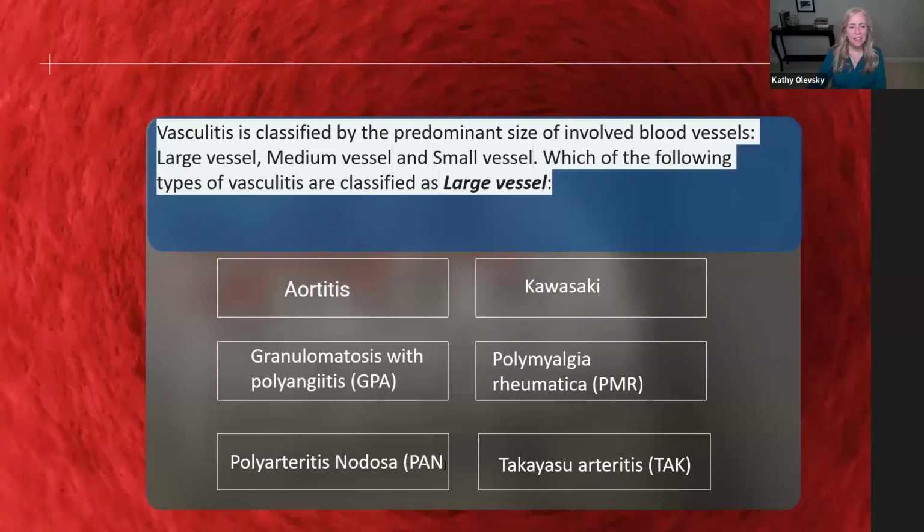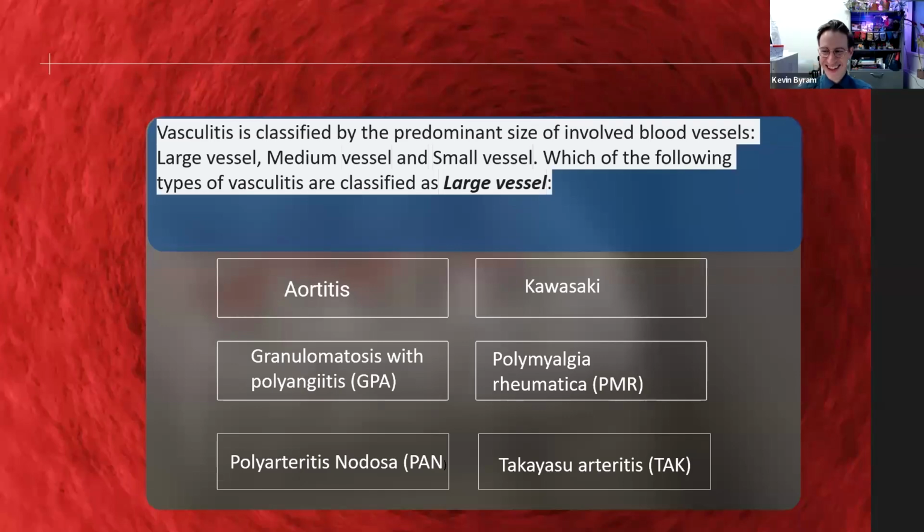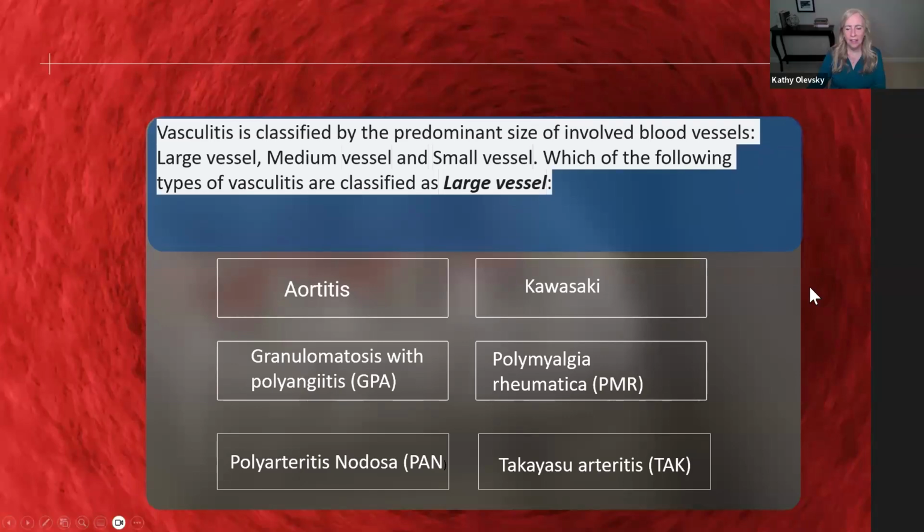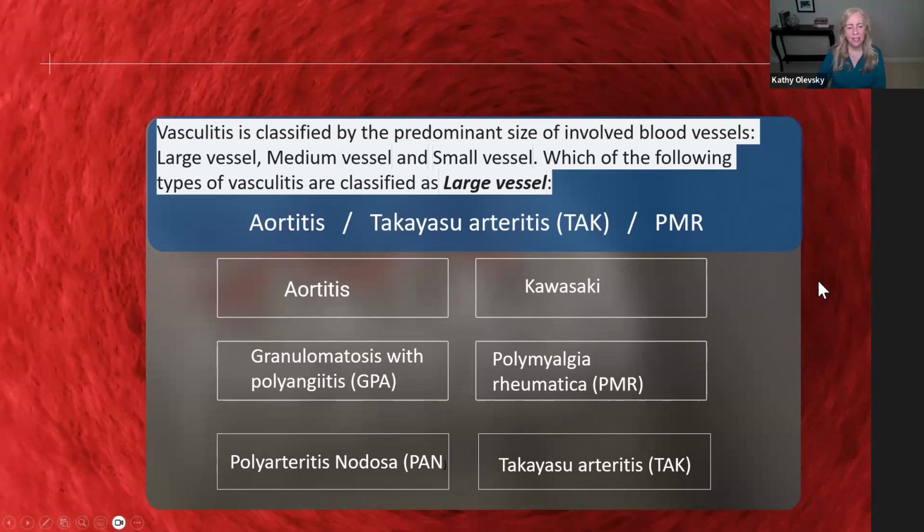And then the next slide: vasculitis is classified by the predominant size of involved blood vessels: large vessel, medium vessel, and small vessel. Which of the following types of vasculitis are classified as large vessel? Aortitis, Kawasaki, granulomatosis with polyangiitis, polymyalgia rheumatica, polyarteritis nodosa, Takayasu arteritis. I said all of those words. Yeah, you did well. And the answers are aortitis, Takayasu arteritis, and PMR.